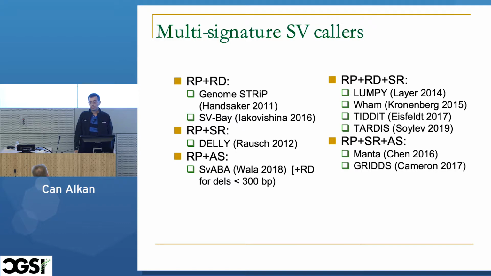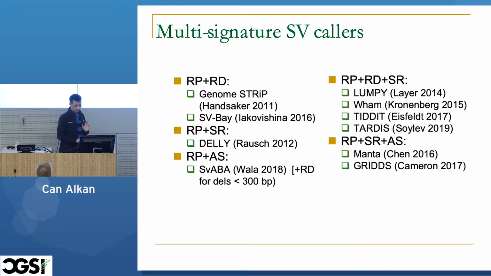As I said, most Illumina-only structural variant callers are now using multiple signatures. GenomeSTRiP uses read depth and read pair together. DELLY uses read pair and split read together. SVABA uses read pair and assembly together. Lumpy, WHAM, TARDIS use read pair, read depth, and split read together. Right? And MANTA and GRIDSS use read pair, split read, and assembly together. So you can see different combinations of sequence signatures.